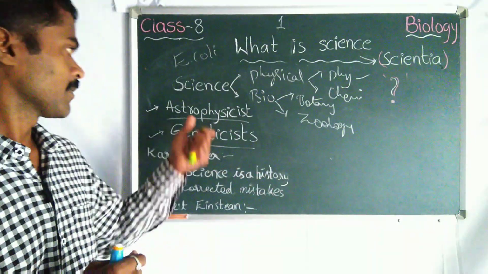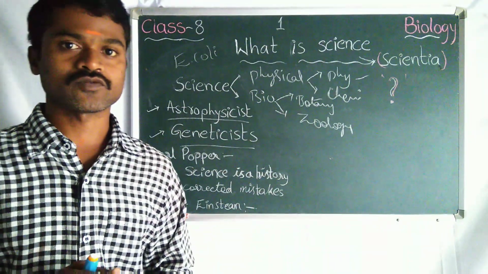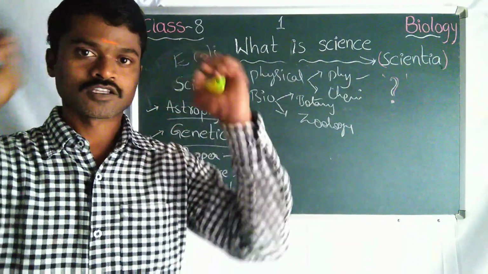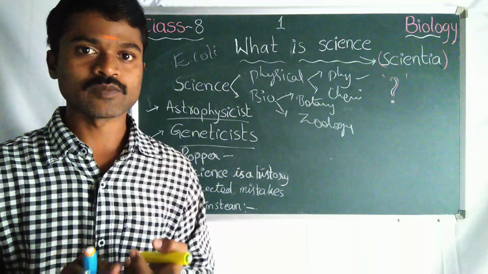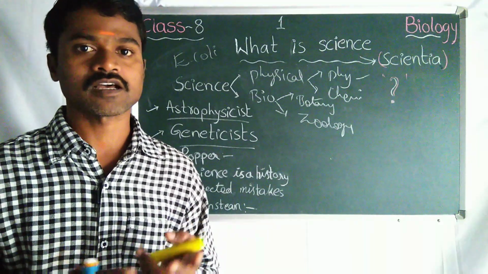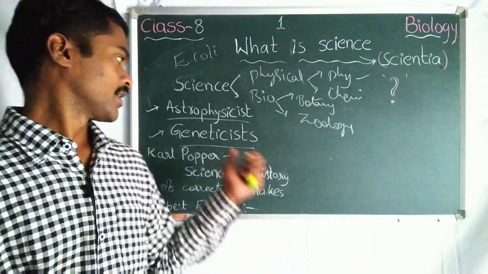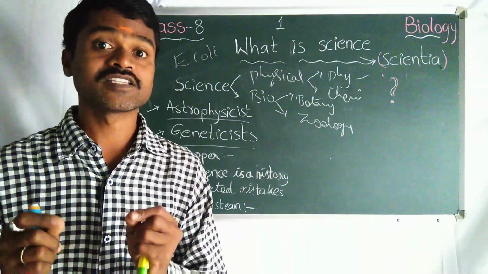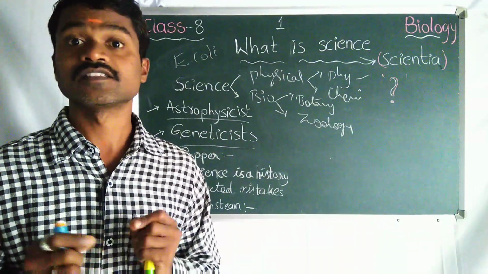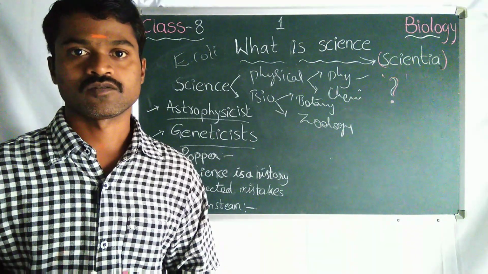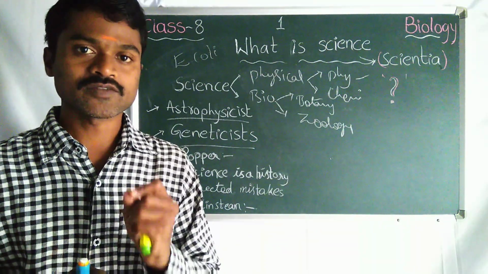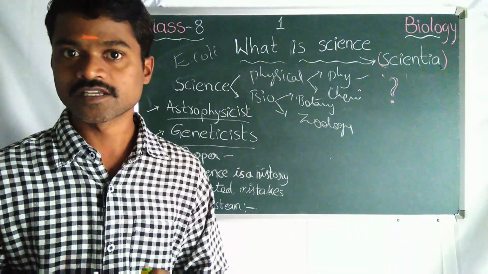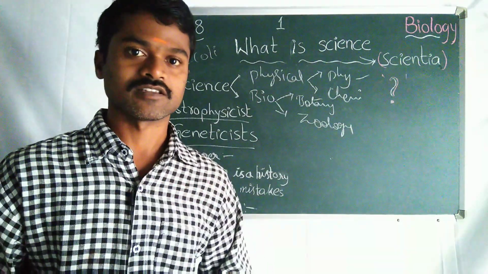Now you see here, astrophysicist. What does astrophysicist mean? The person who studies about space, the planets, stars, like that. Now come to geneticist. What does geneticist mean? The person who studies genetics. What does genetics mean? The branch which studies about genes is called genetics. What are genes? Genes, not your Saturday jeans.